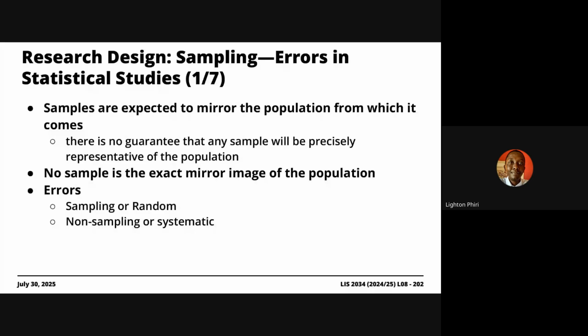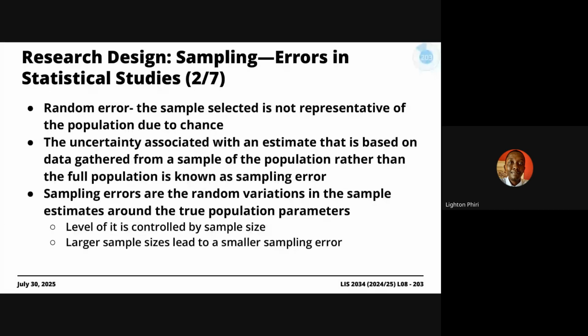Now, the unfortunate thing here is there's no guarantee that the sample you're using, this representative sample, will precisely be a representation of the entire population. Of course, the aim is to make sure that there are as few errors as possible. So no sample is going to be an exact mirror of the population. It will be closer to the truth if you are very, very careful. Now, it turns out that there are some errors that may result here, things like sampling errors. And we're going to talk about these things here.